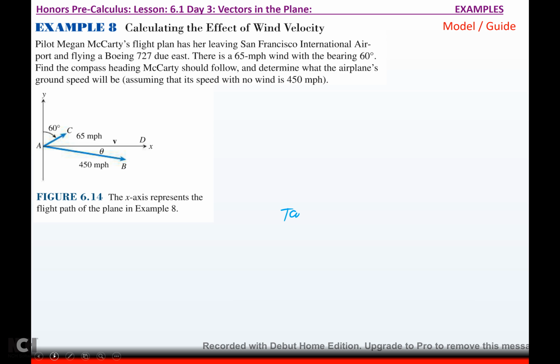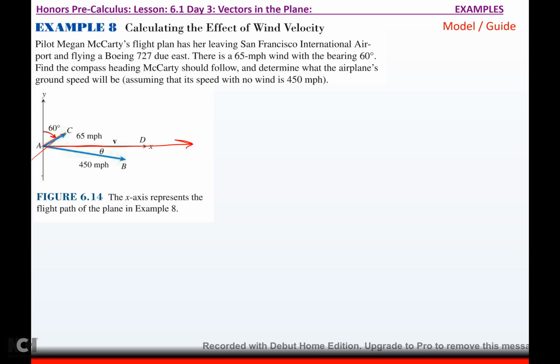So in this example, it says, pilot Megan McCarty's flight plan has her leaving San Francisco International Airport and flying a Boeing 727 due east. So her flight plan is to go due east. There's a 65 mile an hour wind with a bearing of 60 degrees. So that wind, if her plane is on this, it's going to be pushing her.